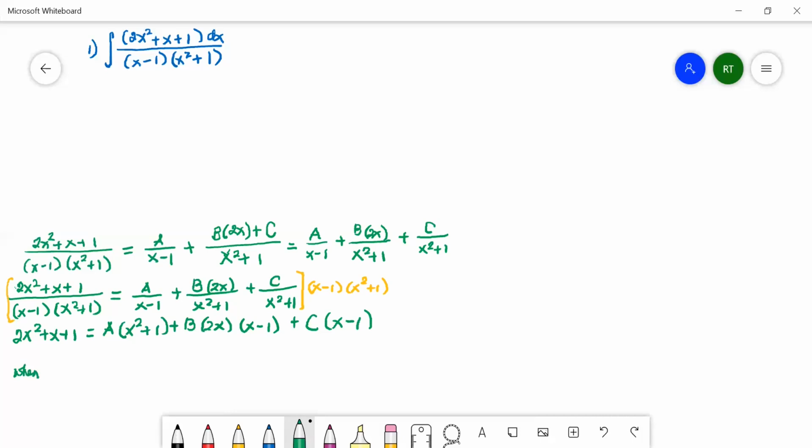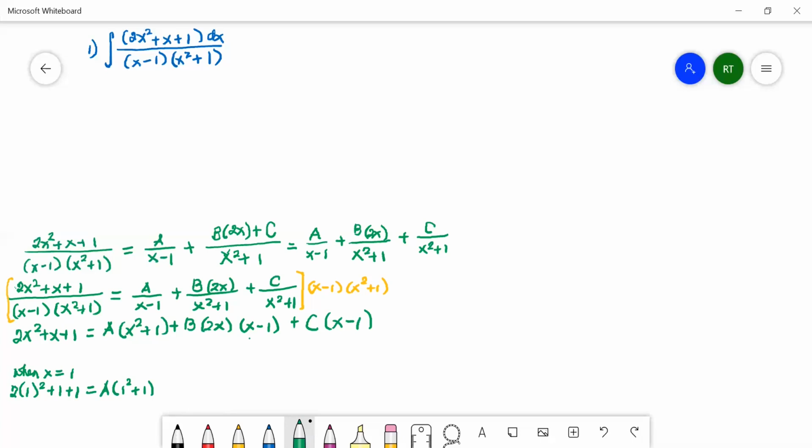So, when x is equal to 1, what will happen? We substitute the value x equals 1 in the equation. On the left member, we will have 2 times 1 squared plus 1 plus 1. And this is equal to A times the quantity (1 squared plus 1). Please take note that the remaining terms will be 0 since 1 minus 1 is 0. We have the factor x minus 1 in both terms, and if we substitute x equals 1, that will result to 1 minus 1, which is equal to 0.